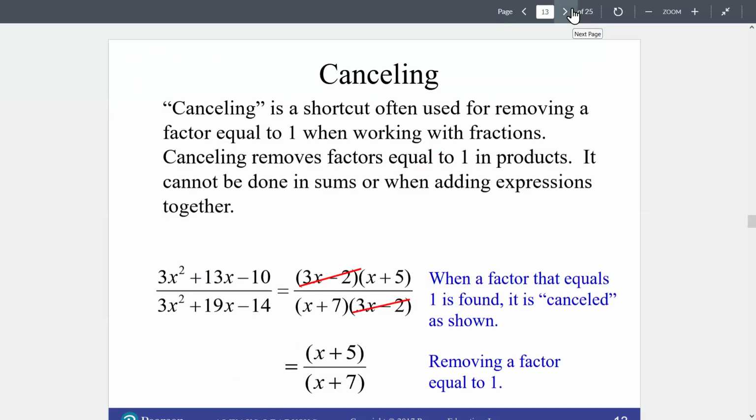So canceling is a shortcut often used for removing a factor equal to 1 when working with fractions. Like we were saying before, canceling removes factors equal to 1 in products. It cannot be done in sums or when adding expressions together. So it can be only done in cases like this, where we know that these factors are all multiplied together. And you have to have the same factor on the top and the bottom to cancel it out.